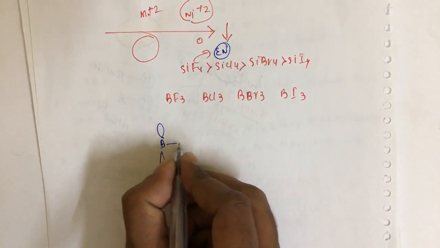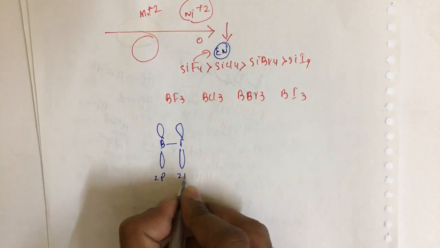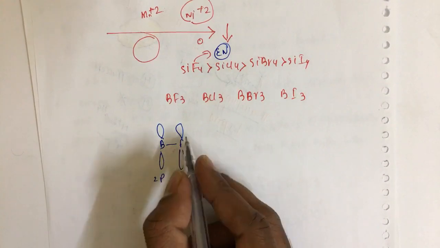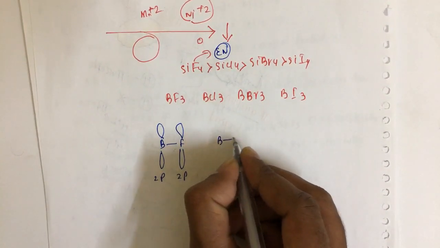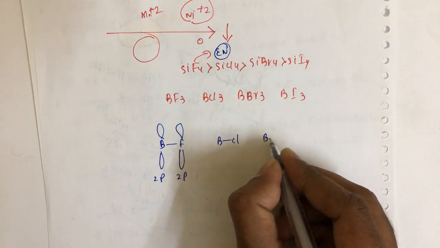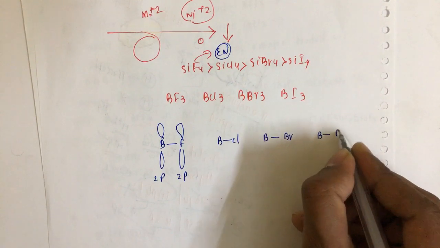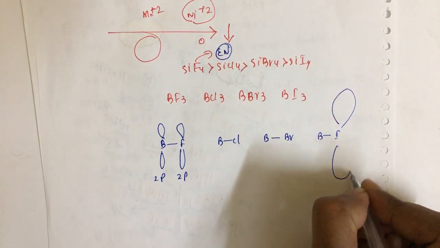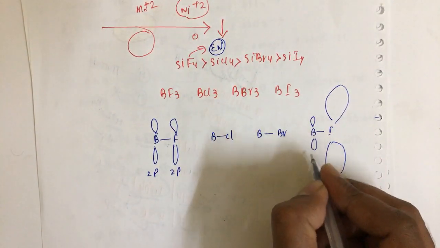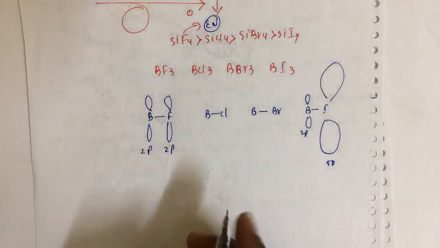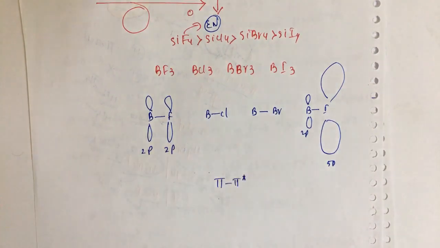So this is the 2p orbital. The 2p orbital of boron overlaps with the 2p orbital of fluorine. And similarly, as we go from fluorine to iodine, the size of the orbital is increasing. So this is a 5p orbital and this is a 2p orbital. Just remember that we know pi to pi star overlapping and n to pi star overlapping.